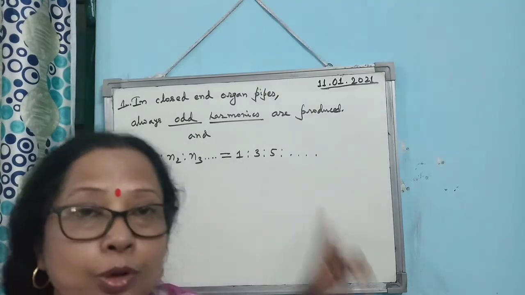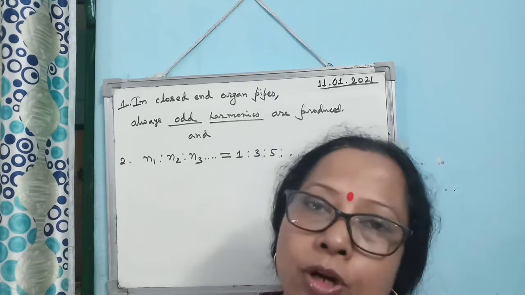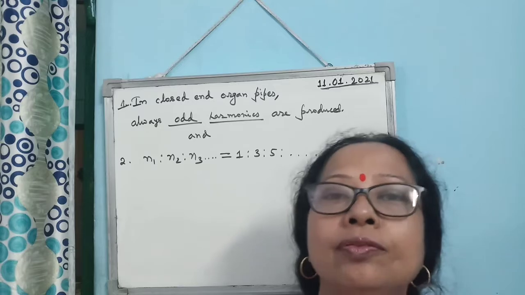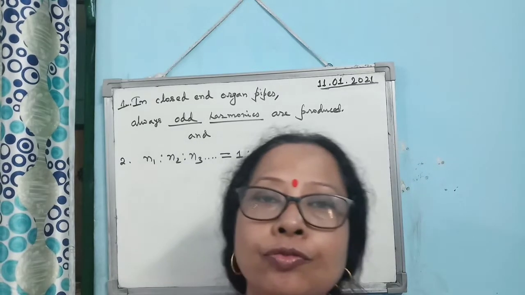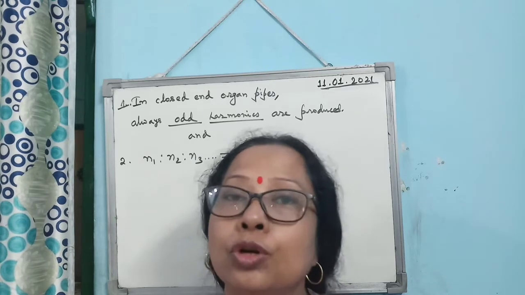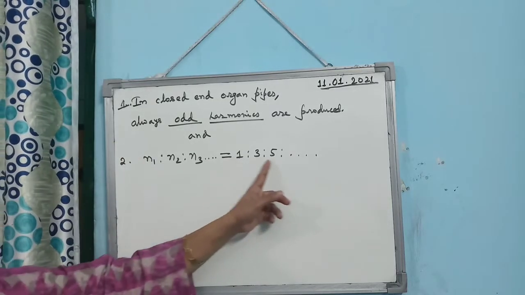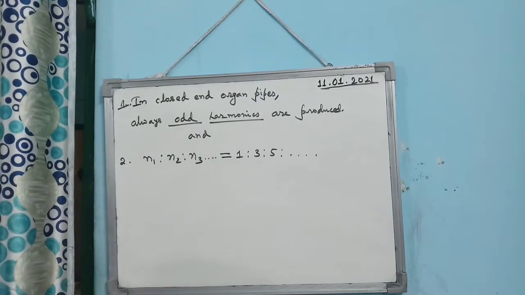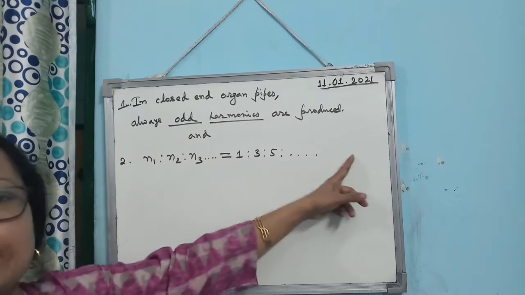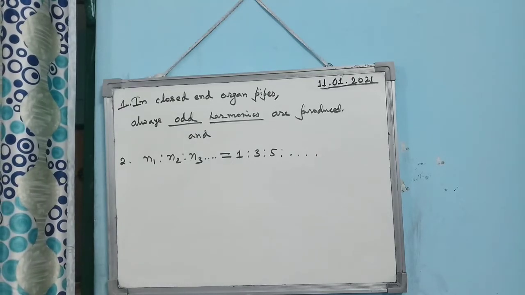So the probable question from this discussion is: show that in a closed end organ pipe only odd harmonics are produced. Then what you have to do? You have to show the formation of the different modes of vibration starting from the fundamental till the third mode of vibration. The fourth one you may not do. And what is the ratio of the frequencies in the sound produced by a closed end organ pipe? It is 1:3:5 and so on. Is that clear?